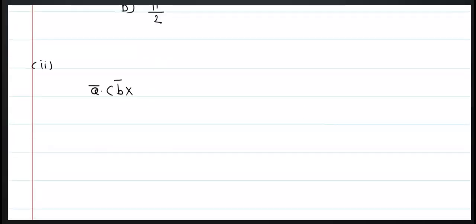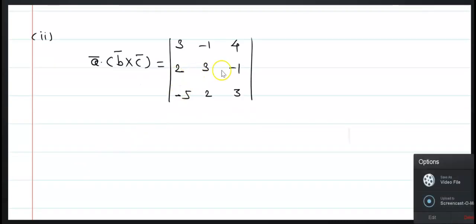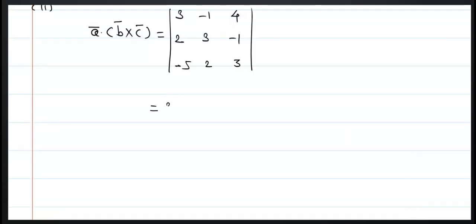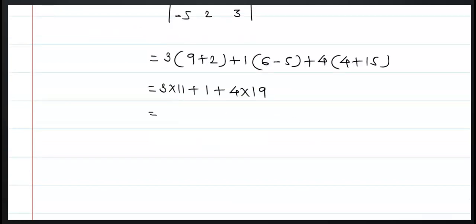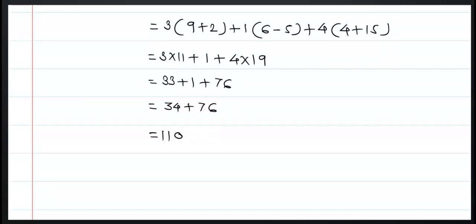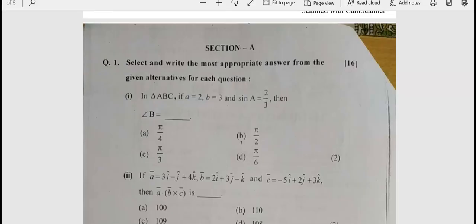That is, a bar dot in bracket b bar cross c bar is equal to the determinant with rows 2, minus 1, 4; 2, 3, minus 1; minus 5, 2, 3, and if you solve this determinant, then you will get, next step, therefore the total answer is 110. The answer is 110. Also, you can see this here also.